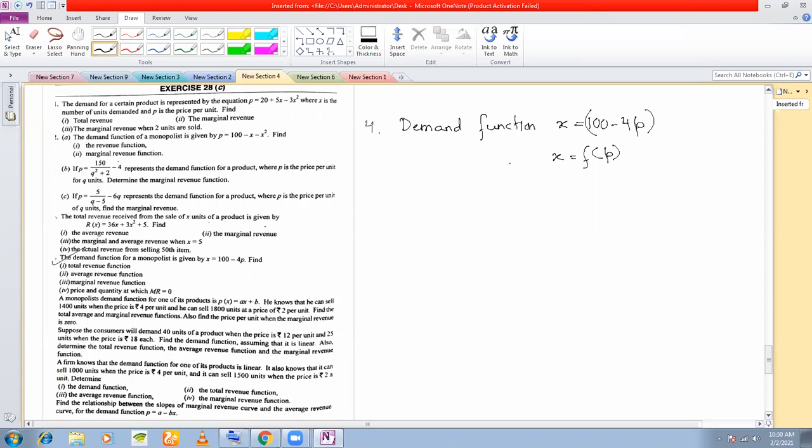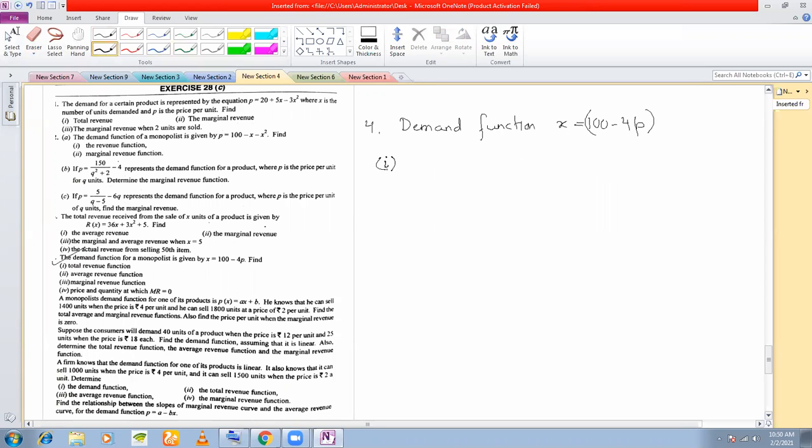Remember I told you that for a demand function, X is a function of P. You see here that X is a function of P. So that is why it is called the demand function. Next, what is given? You need to find out the total revenue. Now, what is the formula for total revenue?